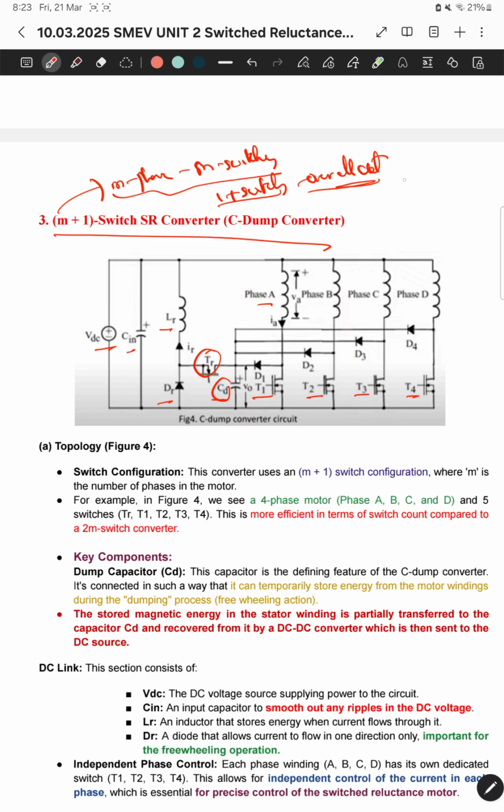Let's assume that here I am using 4 pole pairs. That means A dash pole pair, B dash pole pair, C dash pole pair, D dash pole pair. A total of 4 pole pairs is 8 poles. So how many phases will be generated? 4 phases will be generated: phase A, phase B, phase C, phase D. I'm using each switch separately, T1, T2, T3, T4, and similarly D1, D2, D3, D4: T1 and D1 for phase A, T2 and D2 for phase B, T3 and D3 for phase C, T4 and D4 for phase D.